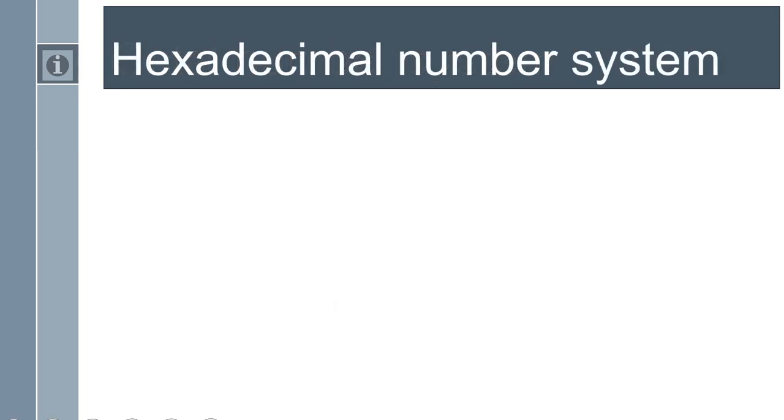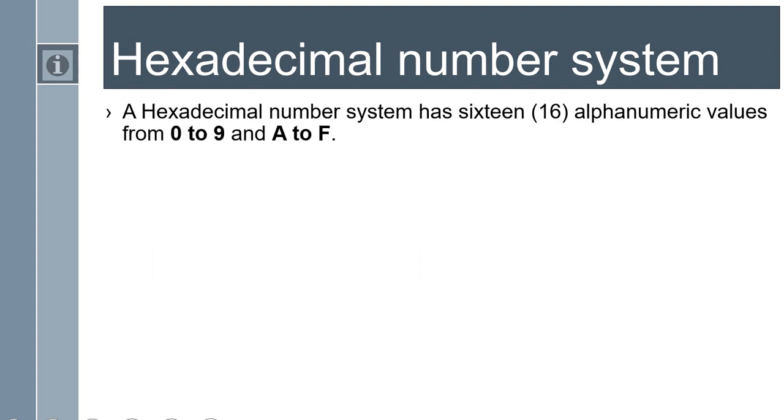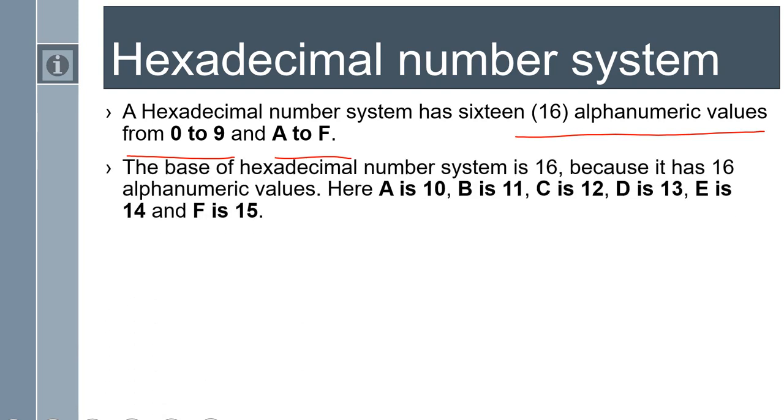And the next number system is the hexadecimal number system. A hexadecimal number system has 16 alphanumeric values from 0 to 9 and A to F. Why A to F? The base of the hexadecimal number system is 16 because it has 16 alphanumeric values. Here A is 10, B is 11, C is 12, D is 13, E is 14, and F is 15. The reason is to shorten the numbers.